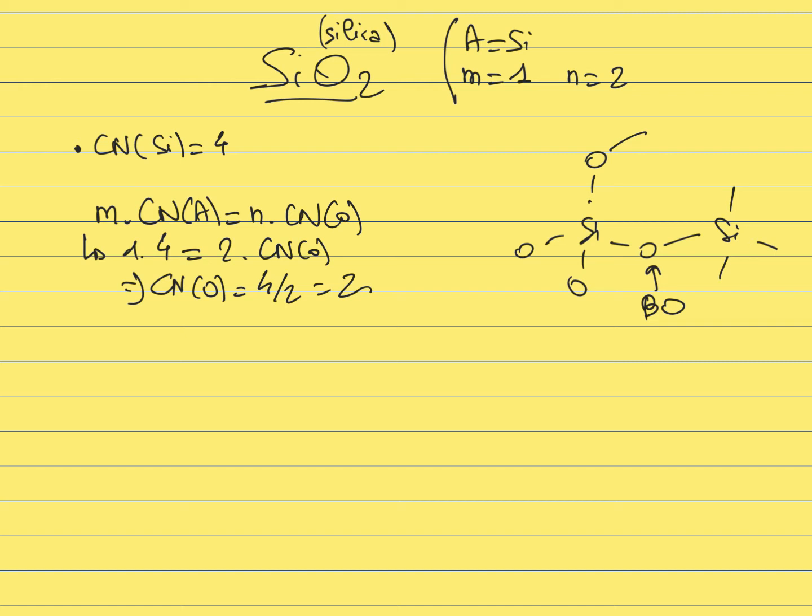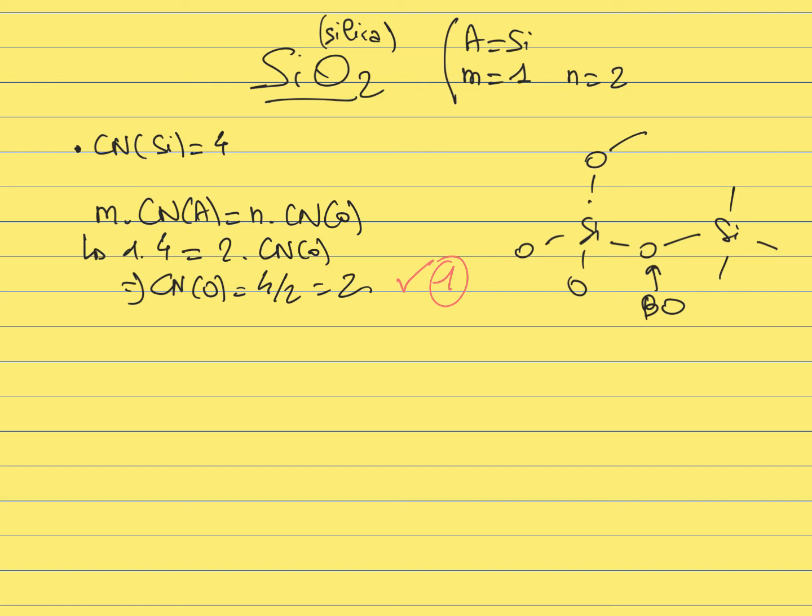So the first Zachariasen rule tells you that the coordination number of the oxygen needs to be 1 or 2. So here we find that indeed the first rule of Zachariasen is satisfied. We find that the coordination number of the oxygen is 2. Now we can also check the second rule.